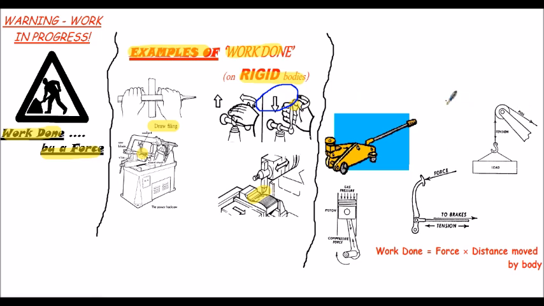Other illustrations, if we apply force to the handle of the hydraulic jack here, so this force F applied over some vertical distance up and down will produce work. If we want to raise a load vertically over a distance, again work is being done. So work done in the mechanical context is defined as force times the distance moved in the direction of the force by the object or the body.